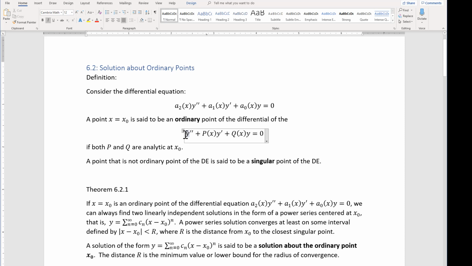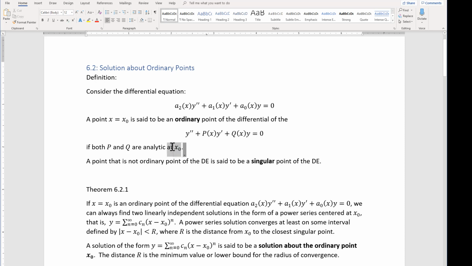where we have 1 times y double prime, and then we have a new function p of x. Essentially, that's a1 divided by a2. And q of x, that's a naught divided by a2. So this new differential equation, the functions p and q are both analytic at x naught. So that means it's differentiable there.